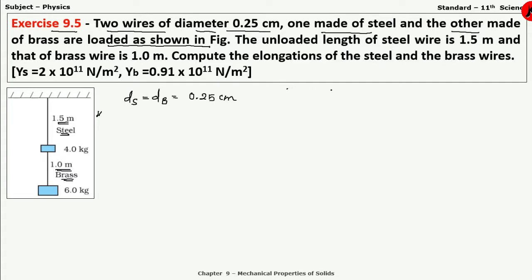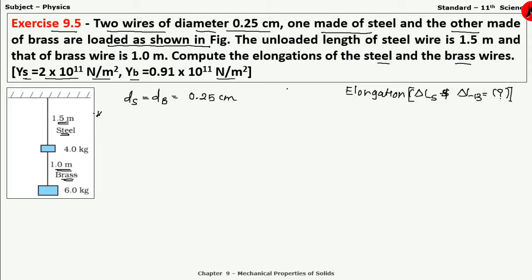Elongation is nothing but delta L, the change in length. We need to calculate delta Ls, the elongation in the steel wire, and the elongation for the brass wire. So how can we calculate elongation? One more thing, we are given the Young's modulus. Young's modulus for steel is 2 into 10 raised to 11 Newton per meter square, and Young's modulus for brass is 0.91 into 10 raised to 11 Newton per meter square.